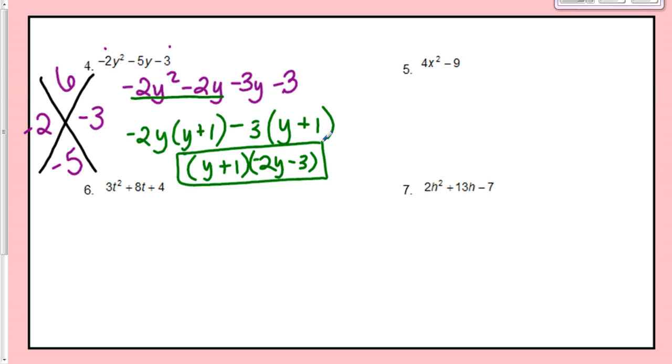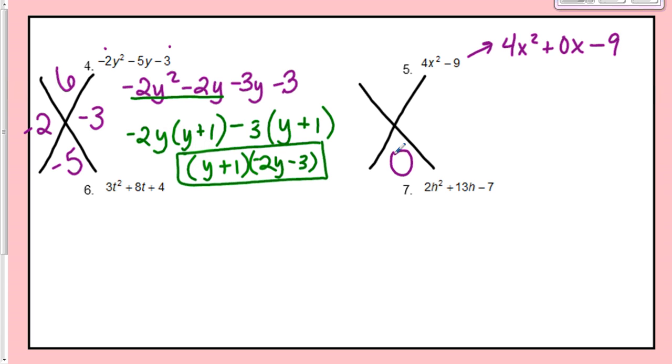Okay? I'm going to do 5 with you, and then I will pause. So 5, we've done a problem like this before. Even though it only has 2 pieces, this is actually okay, because I can rewrite this as 4x squared plus 0x minus 9. So down here, I'm going to have a 0 for my b term, and that's all right. On the top, I need to do a times c. So 4 times negative 9 is negative 36. So then I know that 6 and negative 6 will be the things that add to negative 36.